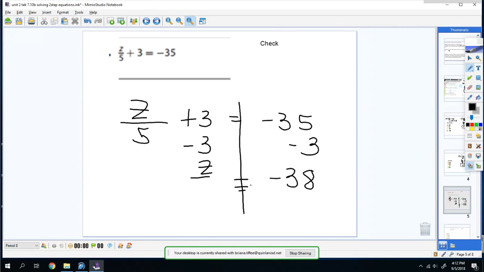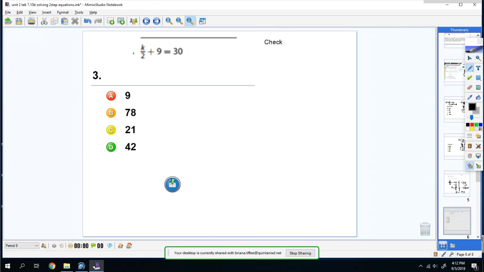Now I have z over 5. Whenever you see a number below the letter is actually my favorite because the last step means you're going to multiply. So I'm going to multiply 5 to both sides because I'm going to do the opposite. So you get z is equal to negative 38 times 5, which is negative 190. That's your answer. Okay, now you try one.